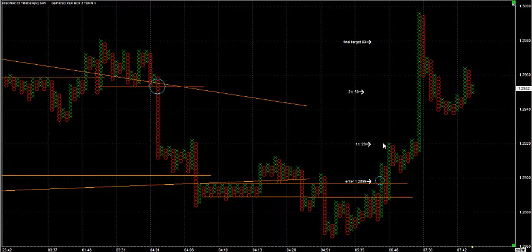So scaling out at 20 isn't a bad idea. And sometimes it'll do that. Sometimes it'll just kind of pop right up and then stall right around a psychological level. In this case, that's exactly what it did. And some of the coaching students actually closed out half of their position here at 20.